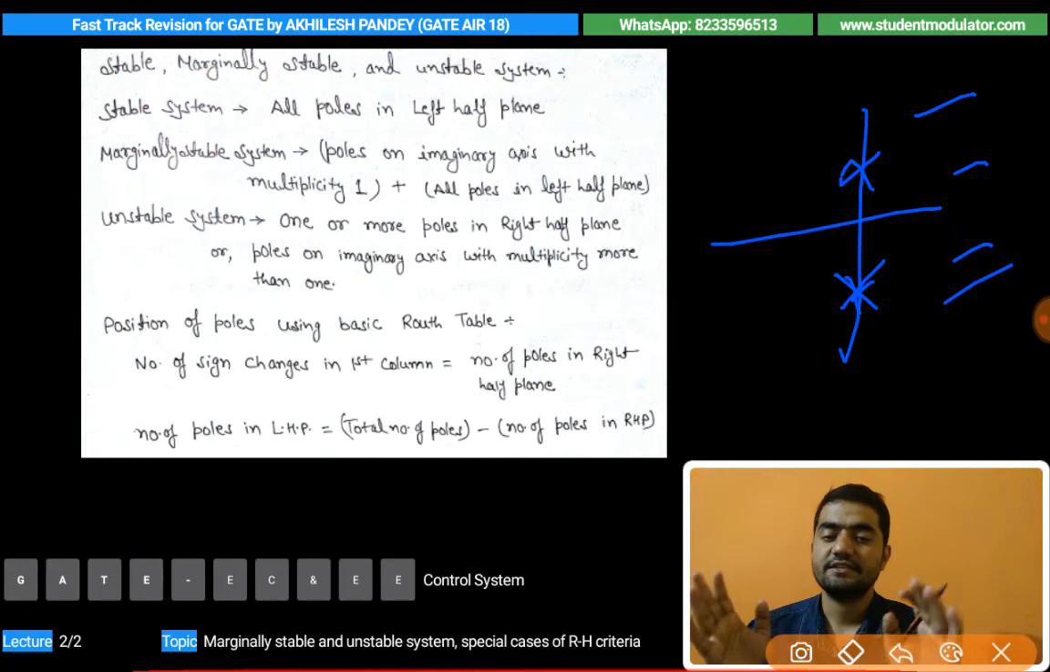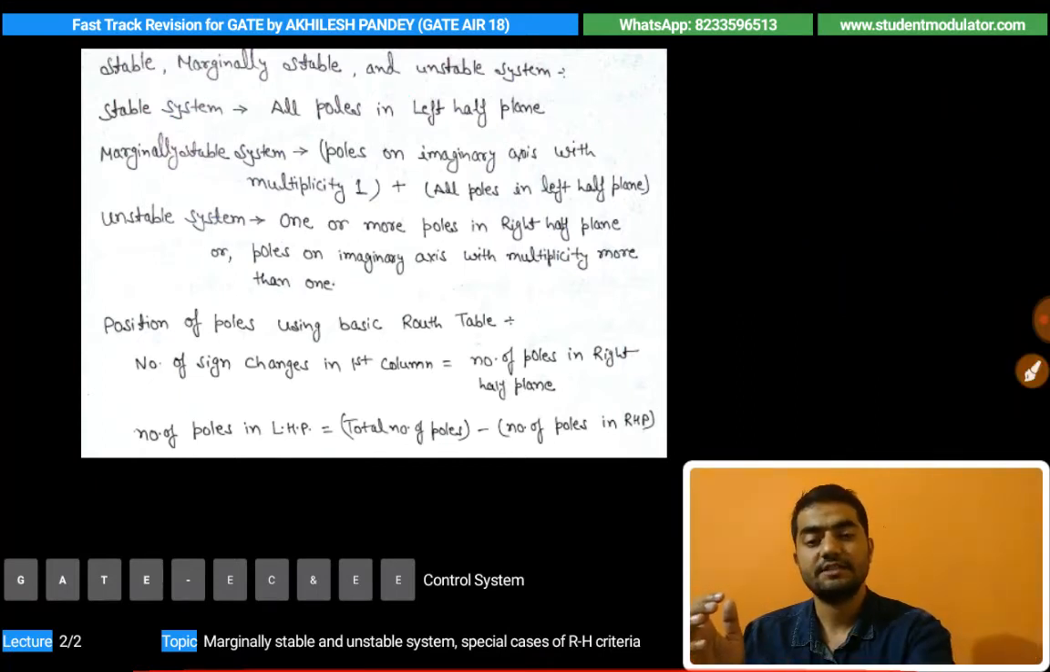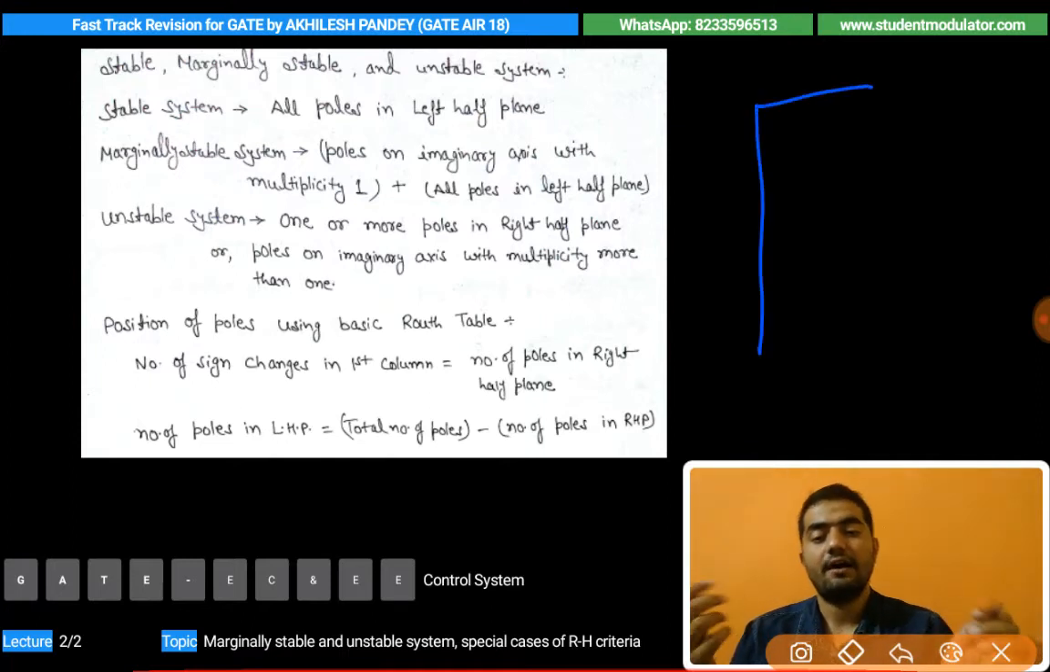So these are the three conditions for stability, marginal stability and instability of a system. Now come to the point of how we can find the position of poles using the Routh Hurwitz criteria. In the previous lecture we studied how to know the stability: if all the elements in the first column of a Routh Hurwitz table are positive or of the same sign, then we call it a stable system. But suppose it is unstable.